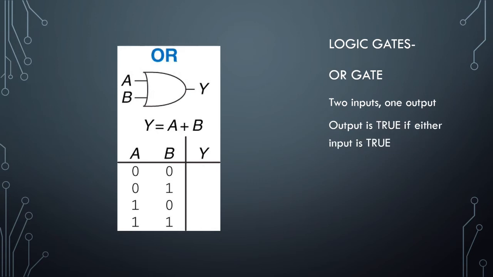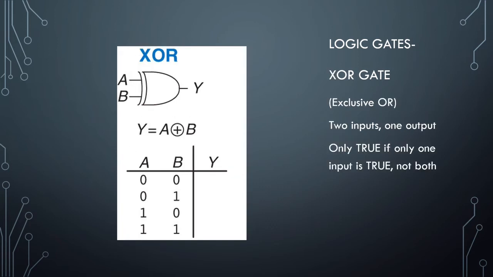Then we have an OR gate that says there will be an output as long as there is a valid number in either input. We also have an XOR gate, or exclusive OR gate, that says the output will only be true if one or the other input is true. If neither input is true or both inputs are true, we'll get 0 or false for our output. So only an output if there's only one input.